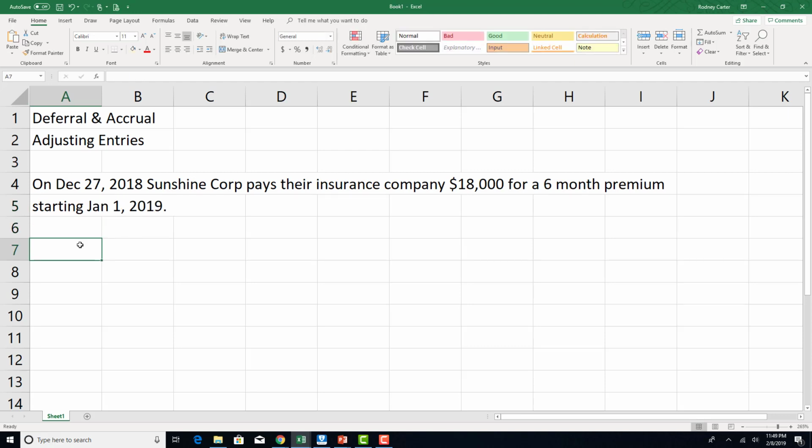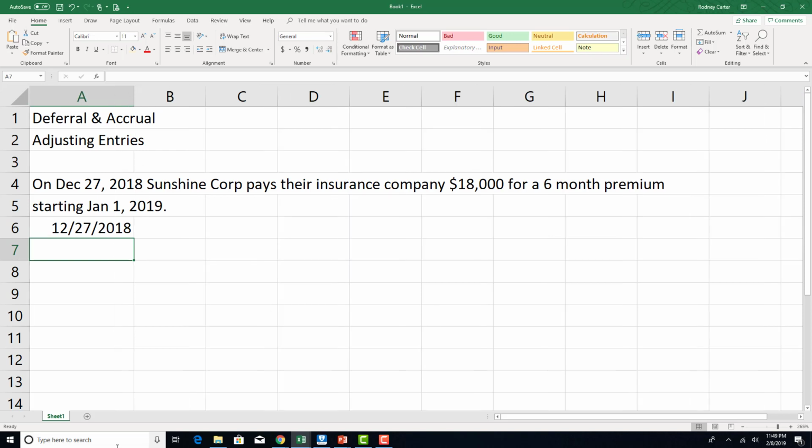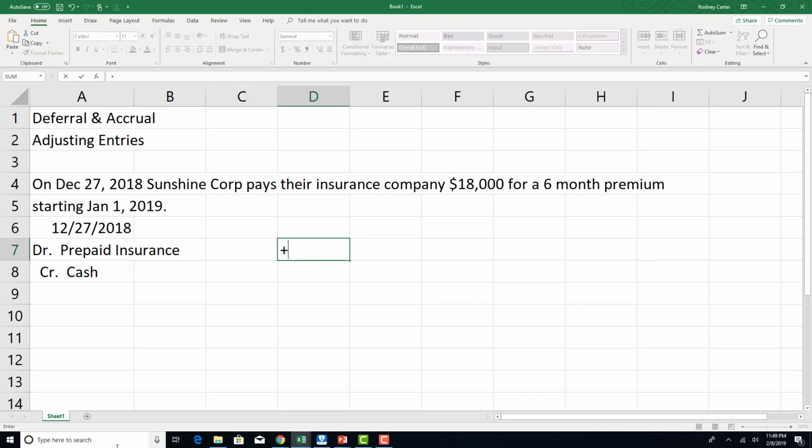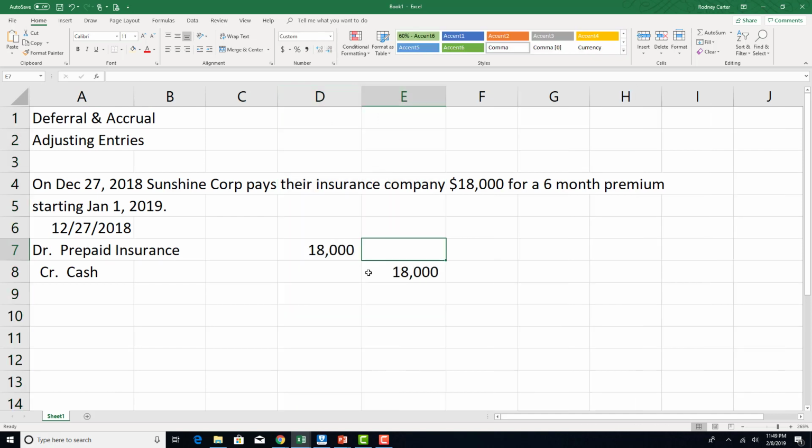This is a transaction. We paid the insurance company for a future policy that's going to start in 4 or 5 days. So on 12/27/2018, let's record this journal entry. We are going to debit prepaid insurance, which is an asset, and we're going to credit cash. This transaction, again, is not the adjusting entry.